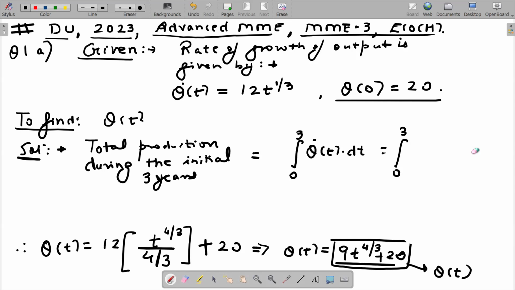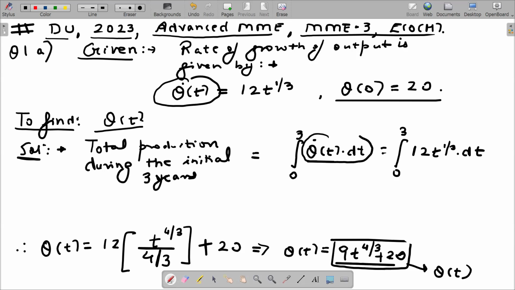So the total production during the initial 3 years will be the integral 0 to 3 of q dot t dt. Q dot t is 12 t to the power 1/3 dt. Remember guys, I'm repeating one thing again for clarity. When you integrate the rate of growth of output, you get back the total production. So when I integrate q dot t with respect to t, I get total production, and I need to find total production during the first 3 years. That means from year 0 to year 3.